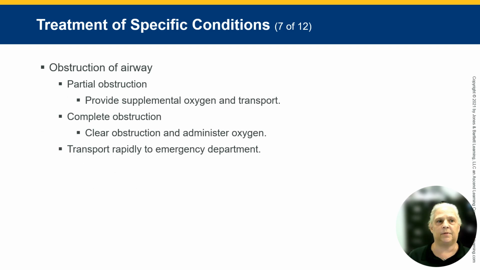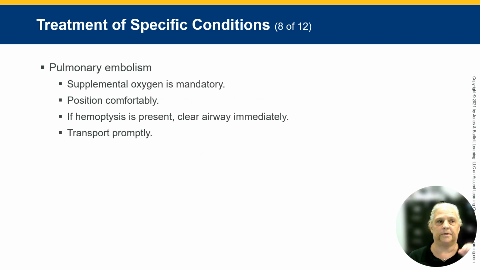With an obstructed airway, if it's a partial obstruction, we're going to go ahead and give them oxygen, and we're going to go ahead and encourage them to cough to try and clear that obstruction if possible. If it's a complete obstruction, we're going to go ahead and do the abdominal thrust, and if they go unresponsive, we will do CPR, clear the obstruction, give them oxygen, transport rapidly to the emergency room or emergency department.